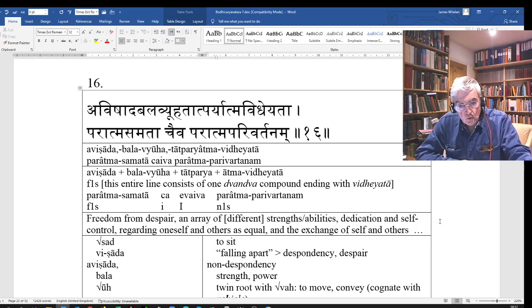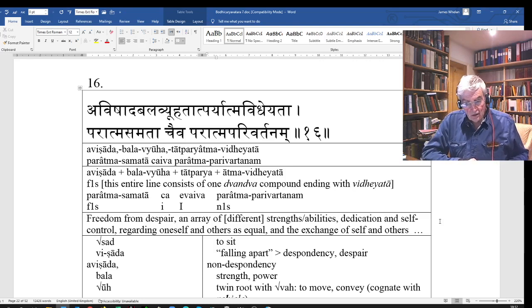Avishada balavyuhatat paryatma vidheyata paratma samata chaiva paratma parivartanam. And again, Avishada balavyuhatat paryatma vidheyata paratma samata chaiva paratma parivartanam.